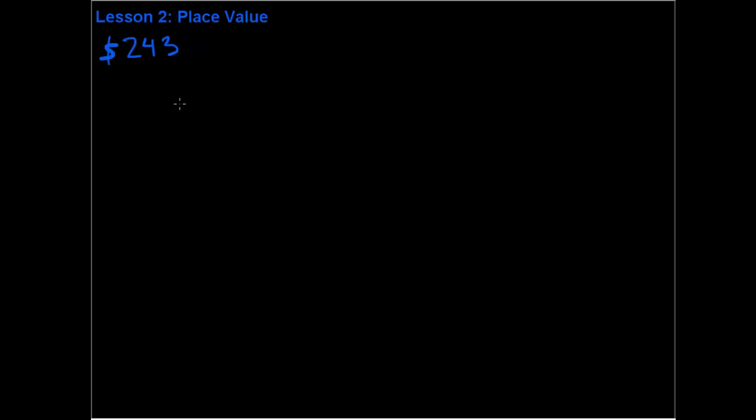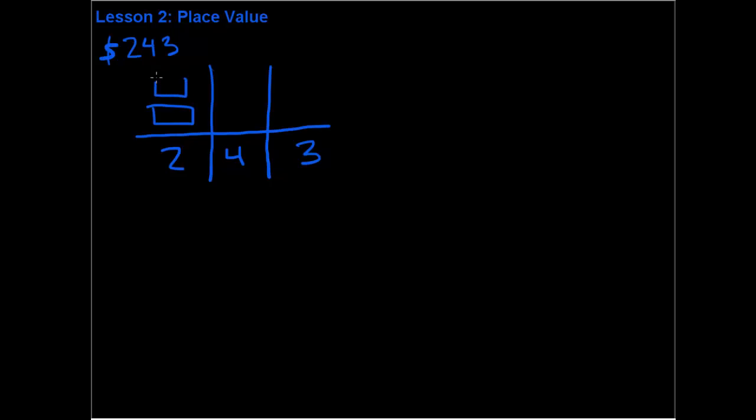So let's take a look and chart this into a chart. So here's my chart. So I have 243. So here I have 100, I have 4 $10 bills, and then I have 3 $1 bills. So by looking at this, we know that these are the hundreds value because I have two $100 bills.